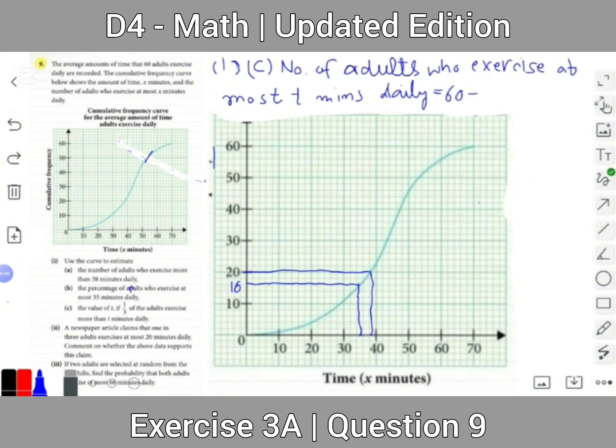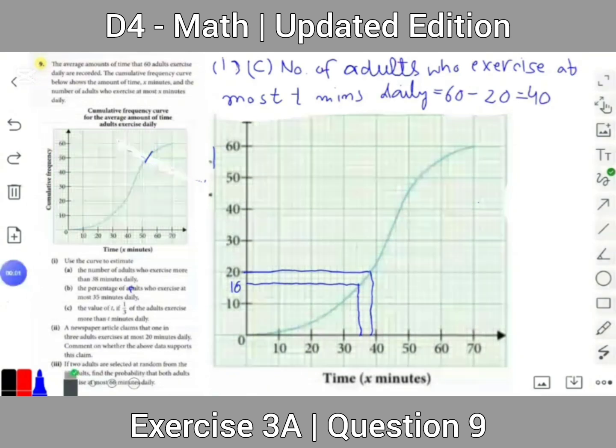That we have found out as 20. So 60 minus 20 is equal to 40. So the number of adults who exercise at most t minutes daily is equal to 40.